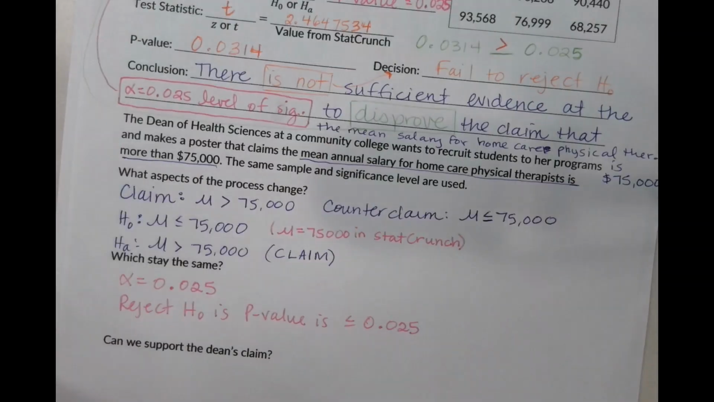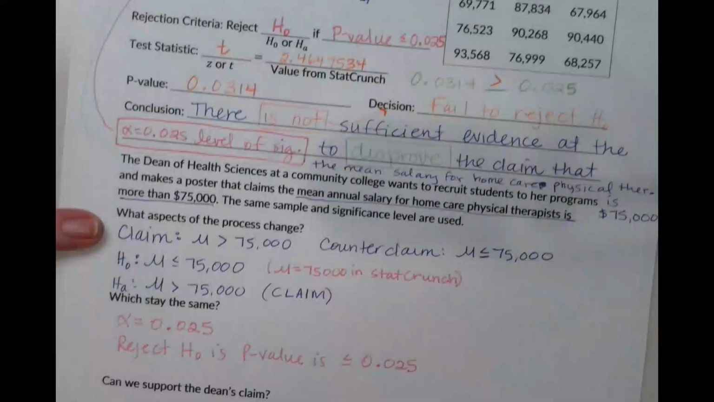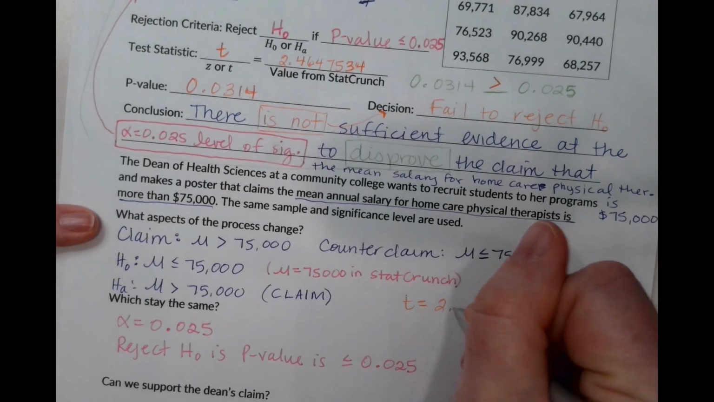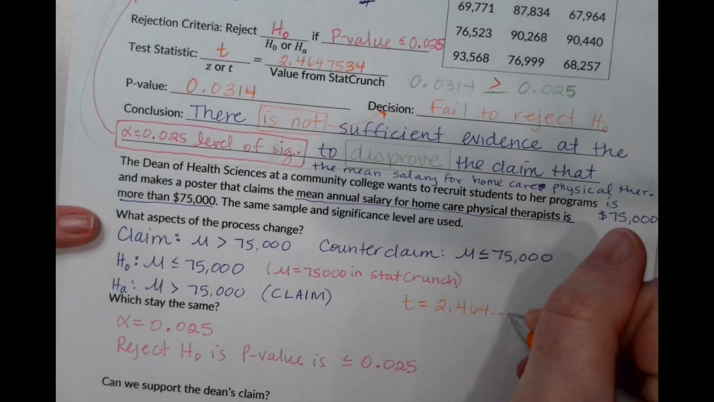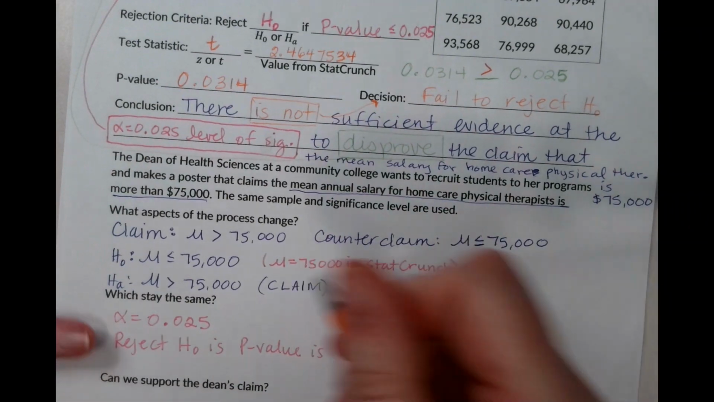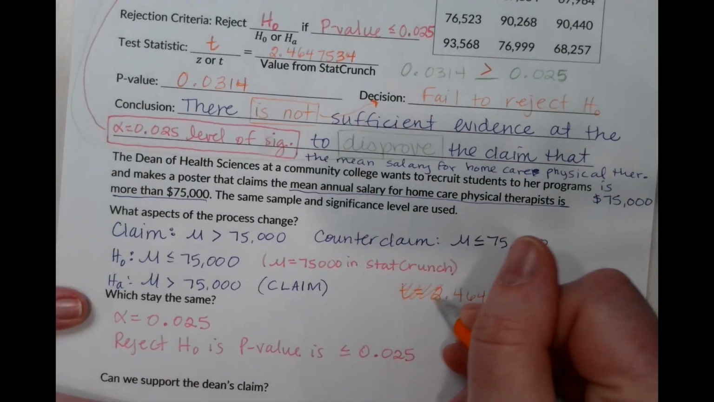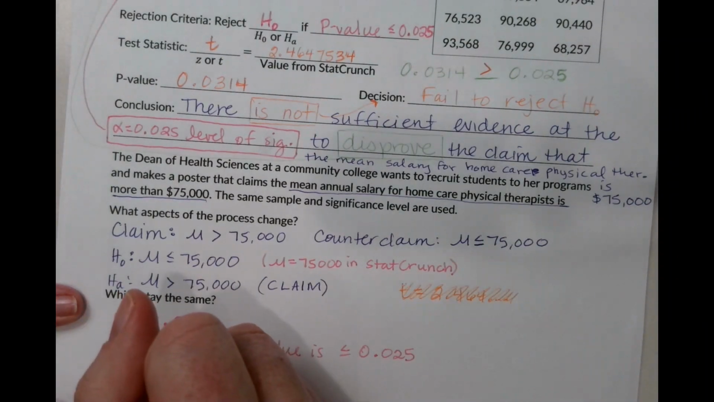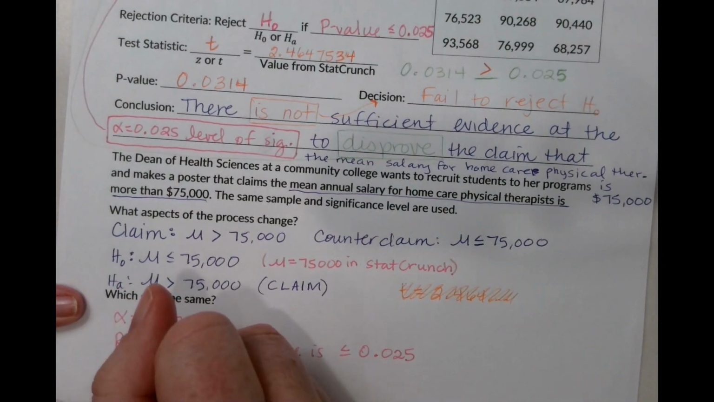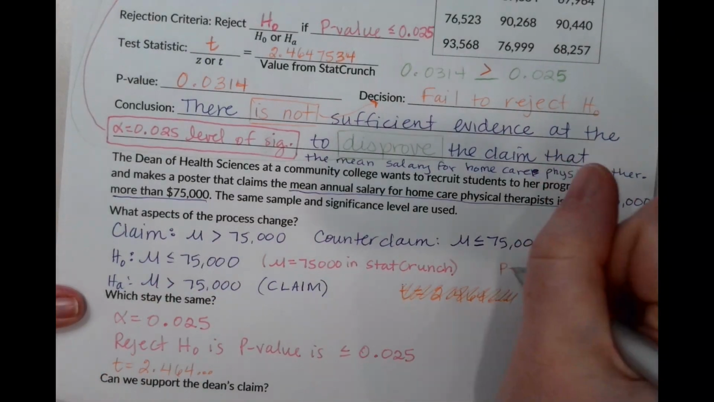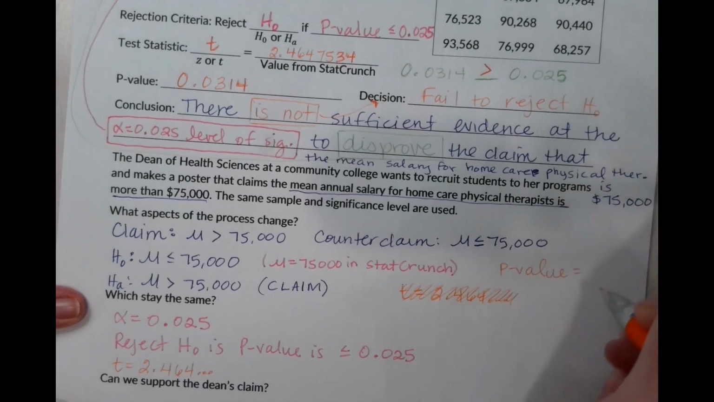So as far as which aspects stay the same, my t equal to 2.464 dot dot dot. Oh, sorry, that one did not change. And this is the one pen that doesn't erase. My test statistic is still the same, but my p-value changed to 0.0157.